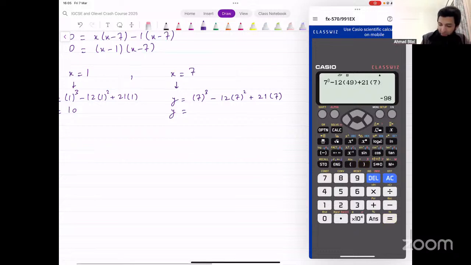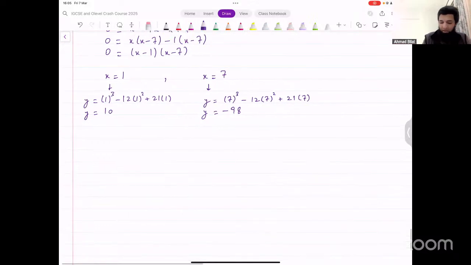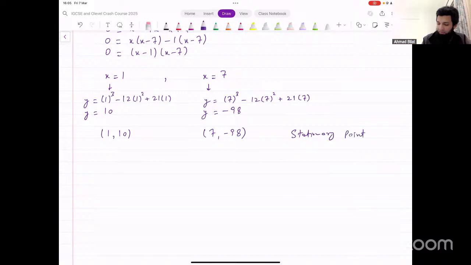But that actually gives me minus 98. That's the other point that I'm getting. So the stationary points that I have are (1, 10) and (7, minus 98). These are the two stationary points that we have from this.